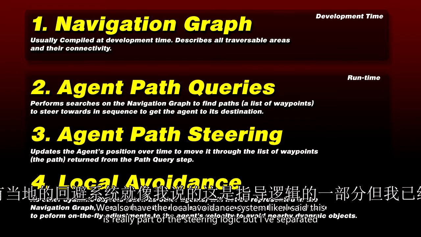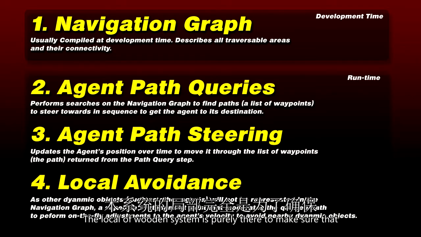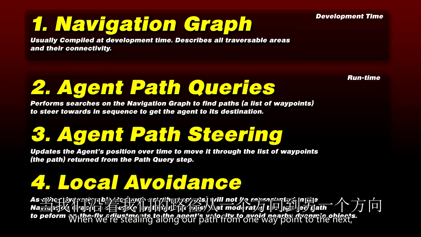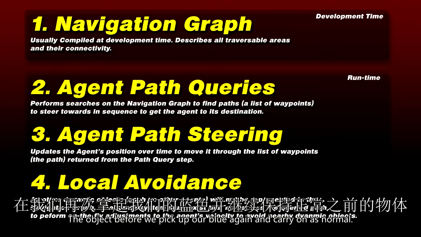We also have the local avoidance system. Like I said, this is really part of the steering logic, but I've separated it out here just to make explanations a little easier. The local avoidance system is purely there to make sure that when we're steering along our path from one waypoint to the next, if there are any other agents or dynamic objects in our way, we take a slight detour off of our route just to steer around the object before we pick up our route again and carry on as normal.